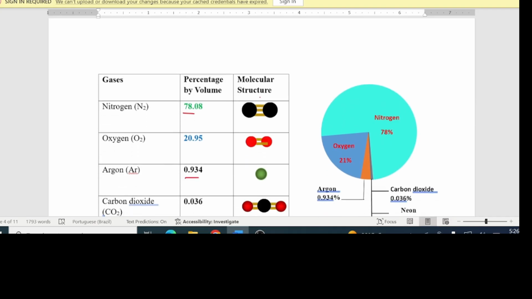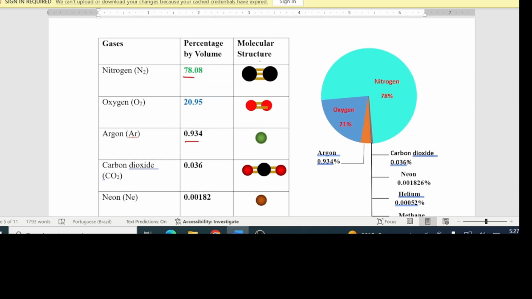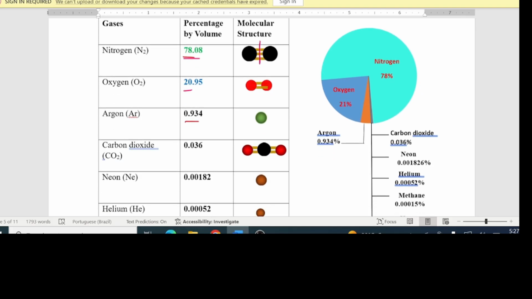So this table here and this pie chart here show us the percentage composition of each gas by volume. Here you can see nitrogen is 78.08%. It is a triple bonded molecule, and this is of significance to us as we'll be talking about the nitrogen cycle. This triple bonded nature of the nitrogen molecule dictates some of the events that happen in the nitrogen cycle. And of course, this is oxygen here. These two gases combined alone account for about 99% of what is present in the atmosphere.